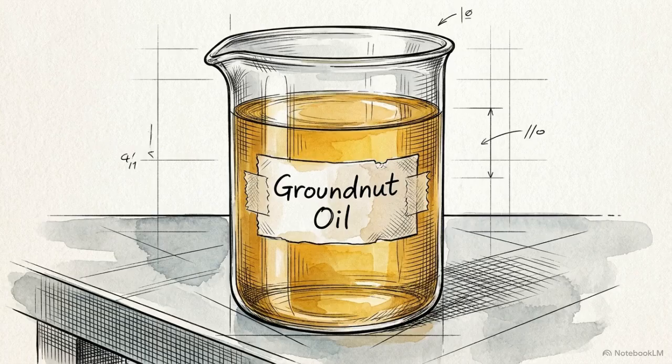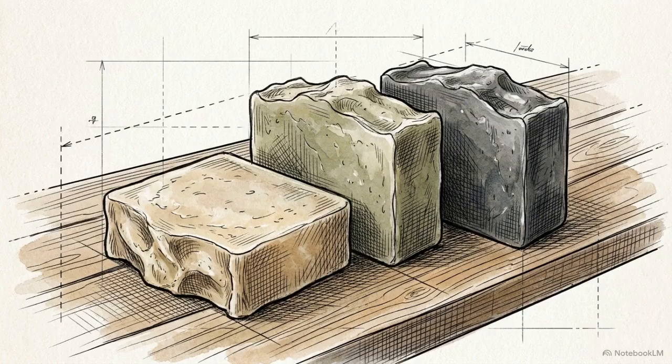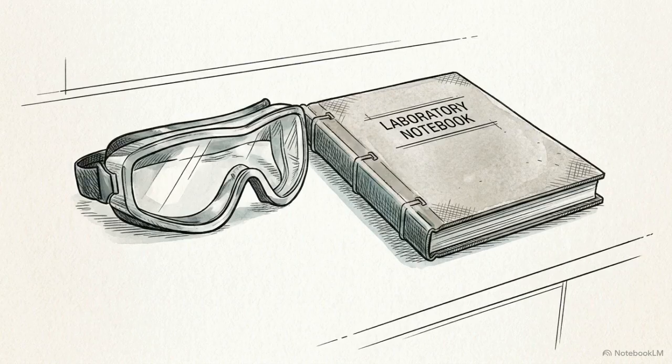By running this test on our groundnut oil, we can verify its exact chain length profile. That data will tell us definitively if this specific batch is structurally sound for commercial soap making. Let's set up the experiment.